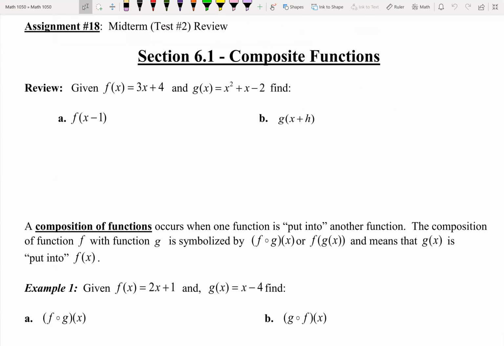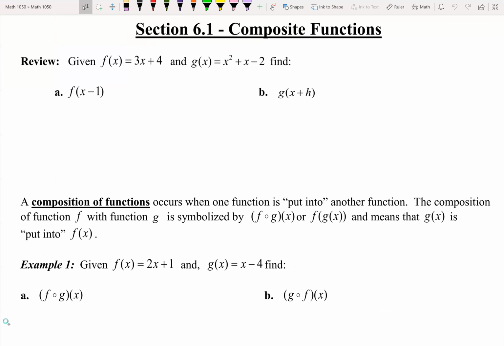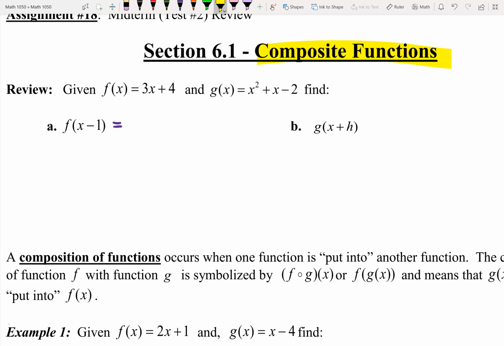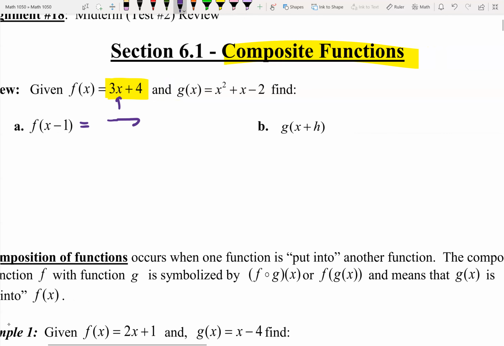All right, you guys, this is lesson 6.1, and it's composition of functions, okay? So f of x minus 1, this is just review. See this f of x right here that I've highlighted in yellow? All you do is go where you see that x and you replace it with x minus 1. So everybody go 3, and then go parenthesis, x minus 1 plus 4, okay?